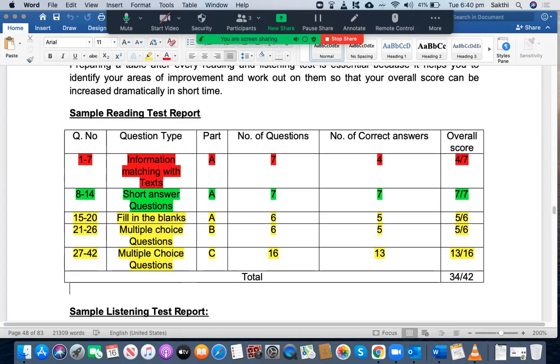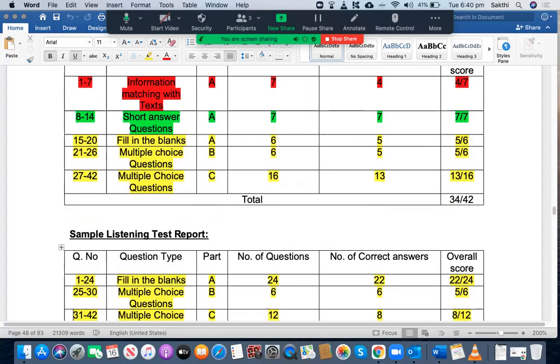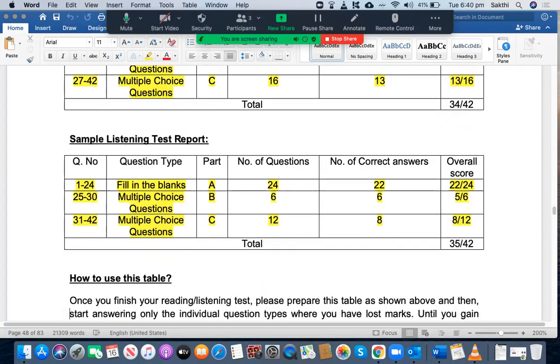So how do we use these kinds of tables? Let me go through the sample listening test report as well, and then I will give you tips on how to use these tables when you prepare for the listening and the reading test. So when you go through the listening test, let's go through this.